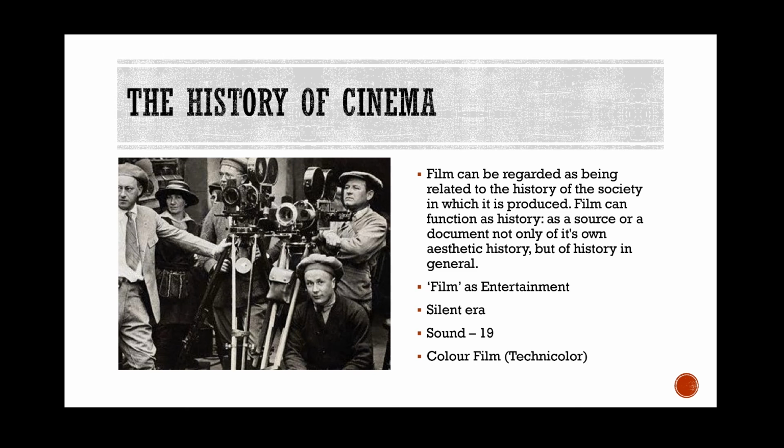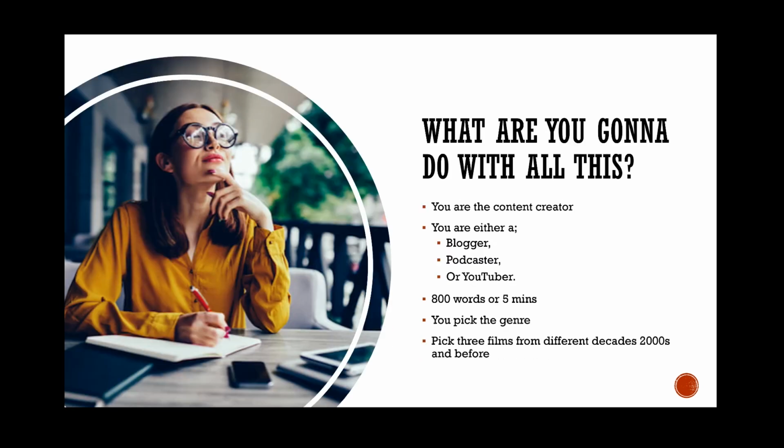Film as entertainment was a new thing in the 1920s. They had silent films. And then the first films came out in the 1930s with lots of sound. And then color film coming through in the 40s and 50s. When we look back through time at different films, we can see how technology and society have helped shape films and how films have helped shape society. And that is what you're going to do with all this. This is our task.